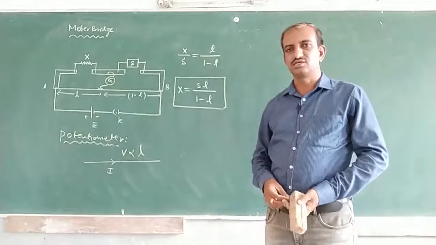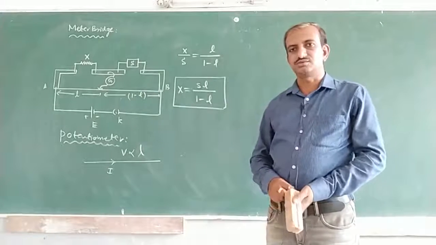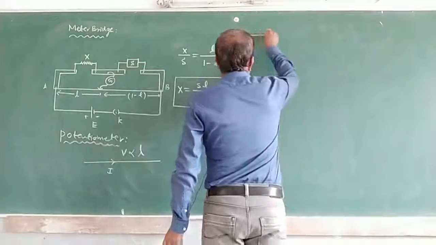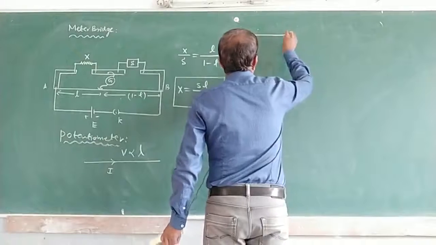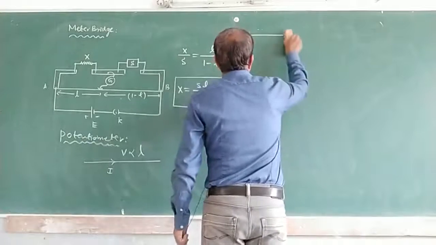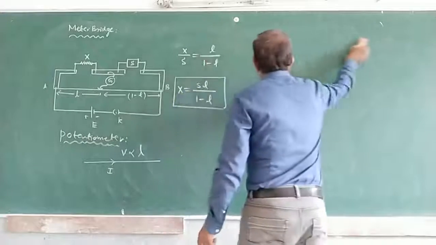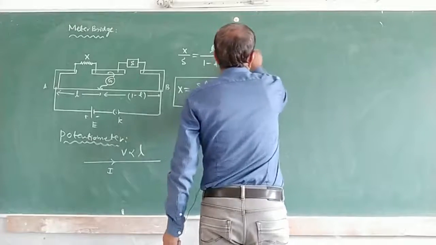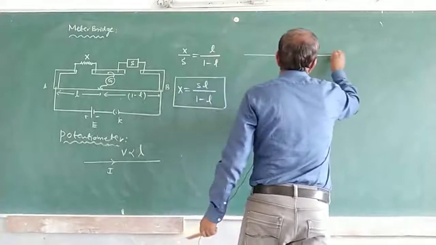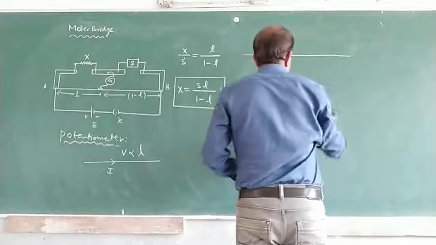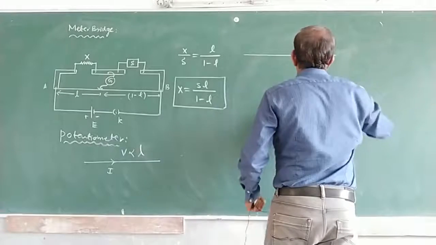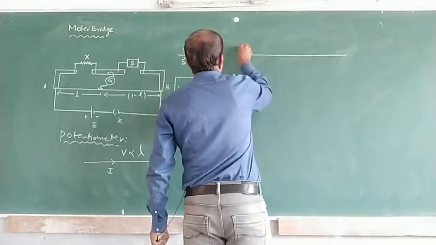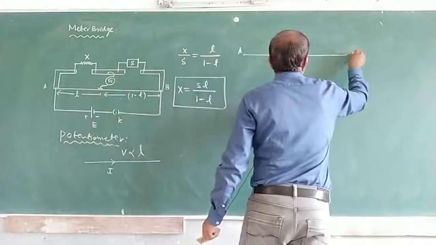Let us consider the construction and working of a potentiometer. A potentiometer consists of a wire of length about 4 meter, stretched on a wooden board between 2 points. This is the wire of a potentiometer. This is point A and this is point B.